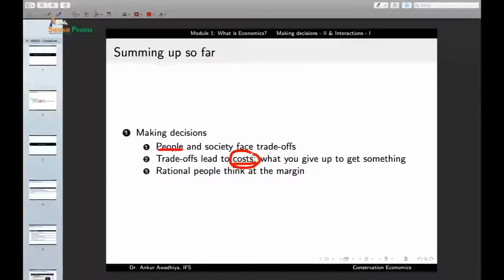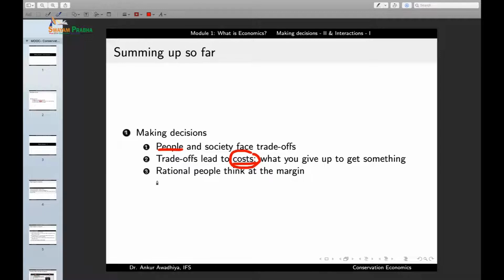So, for instance, in place of having, say, 100 grams of ice cream, you could have had 200 chocolates. So, you can also say that the cost of 100 grams of ice cream is 200 chocolates. So, in economics, we are always concerned about costs, what you give up to get something. And a very major cost that we need to consider is the opportunity cost, which is the cost of the next best thing that you could have had.